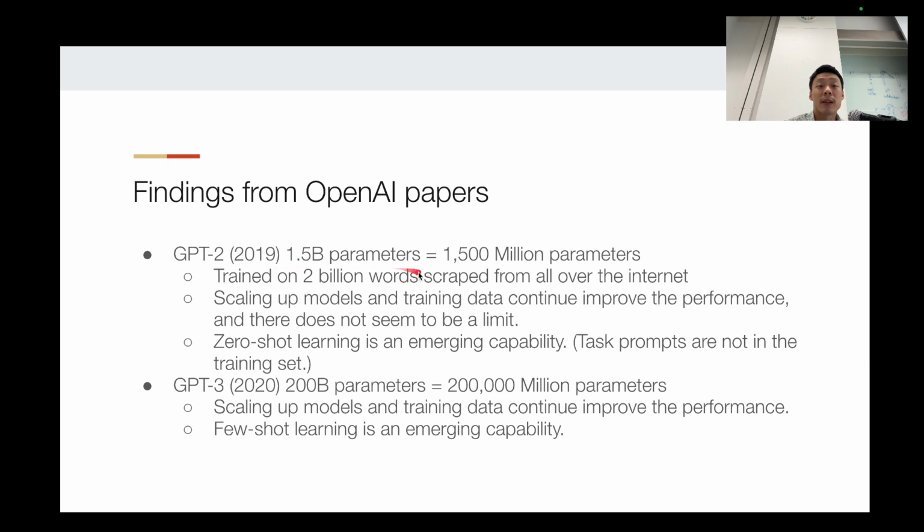Okay, it got 1.5 billion parameters, so it's a lot. It's a lot of parameters. 1,500 million parameters. And another innovation is that it's actually a large language model because it's quite large. It's a big model, and it trained on a large amount of data. It's 2 billion words, scraped from all over the internet, and all the languages as well. They all get swept into this model.